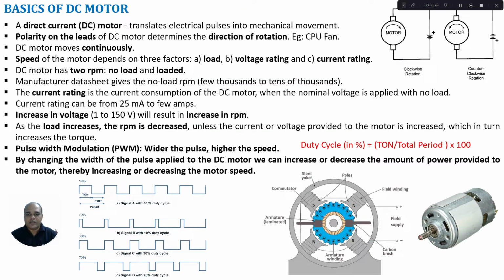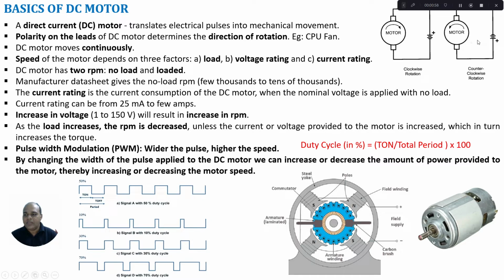First, let us discuss the basics of a DC motor. A DC motor is a direct current motor which translates electrical pulses into mechanical movement. The polarity on the leads of the DC motor determines the direction of rotation. For example, if I connect a two-terminal DC motor with one end to the positive terminal of the battery and the other end to the negative terminal, let us assume the motor rotates in the clockwise direction.